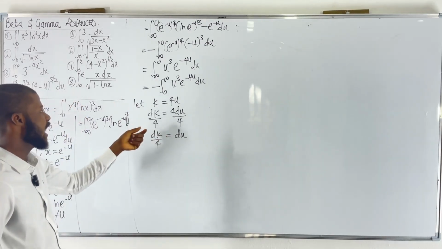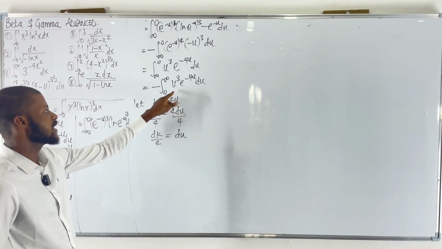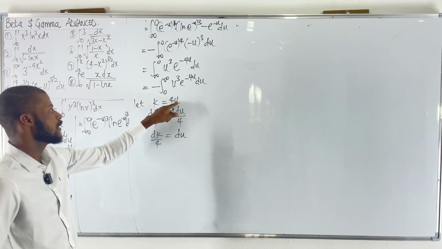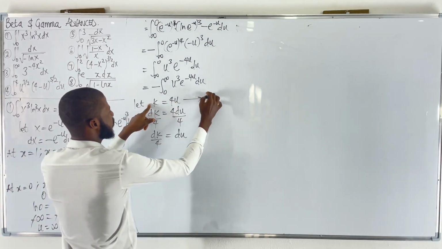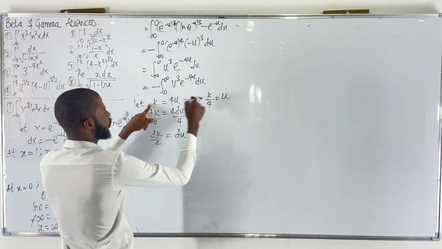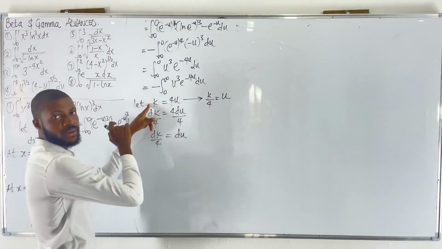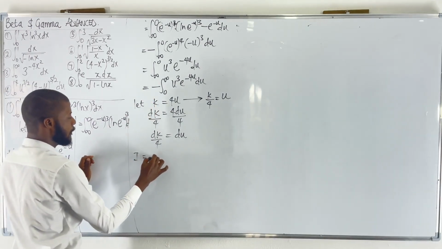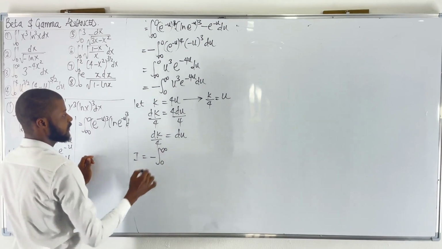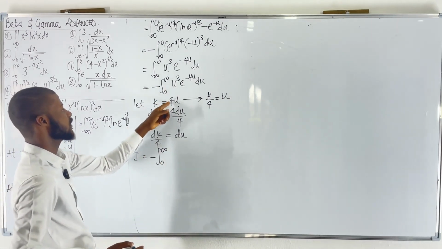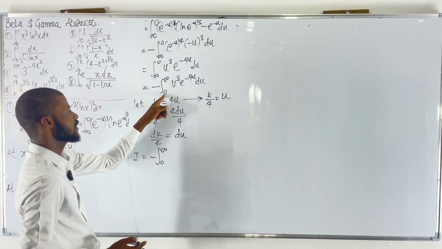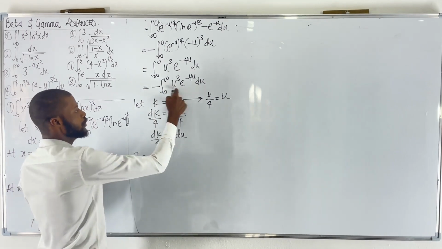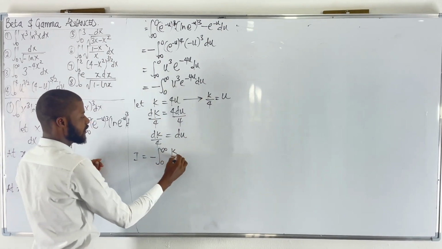Now, what else is left? We need to make u the subject, because as you can see, this is u here. So how do we make u the subject? From this expression, k over 4 is equal to u, because we have to divide by 4. So our integral will then become minus integral from 0 to infinity. The limit will not change in this case, because 4 times infinity is still infinity, 4 times 0 is still 0. So this is u, and u is k over 4.